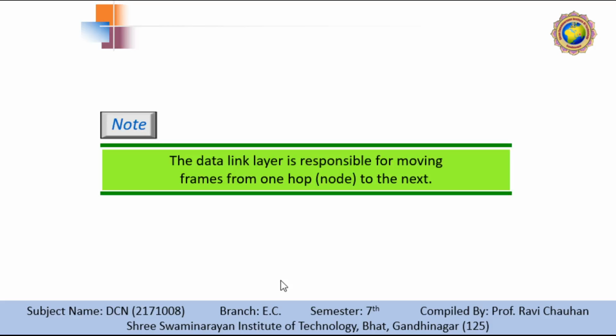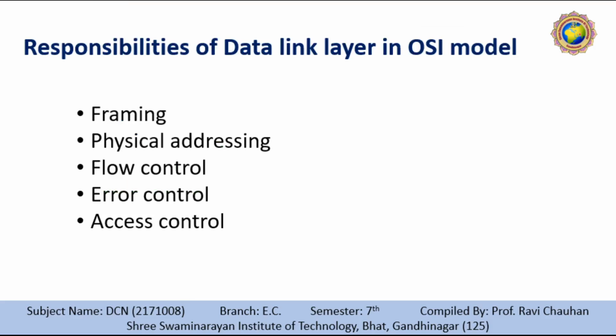So we can say that the data link layer is responsible for moving frames from one node to the next. In the physical layer, we are dealing with the bit stream. In the data link layer, we are dealing with frames. So remember this. Each and every layer is responsible for some transmission method. So let's see the roles and responsibilities of the data link layer.